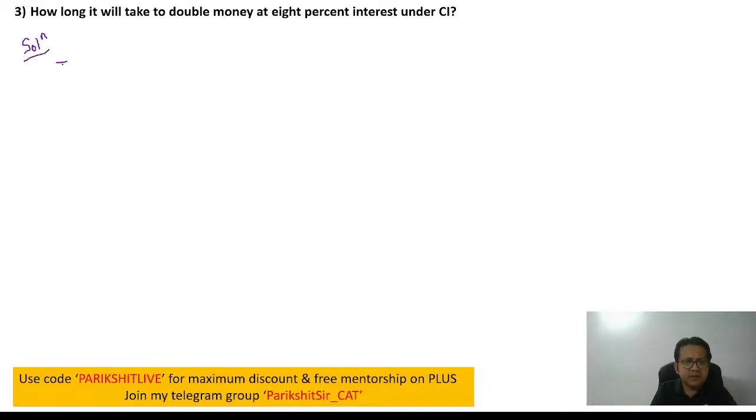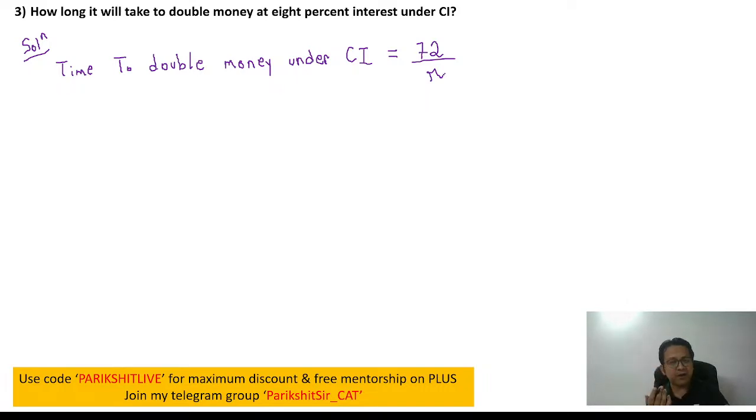Always remember the time to double money under CI. This shortcut is not there in your books. Time to double money under compound interest is given by 72 by R. Always 72 by R. In this case, R is equal to 8%. So 72 by 8, the answer is 9 years. Are we clear on this?